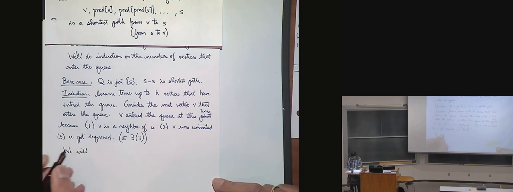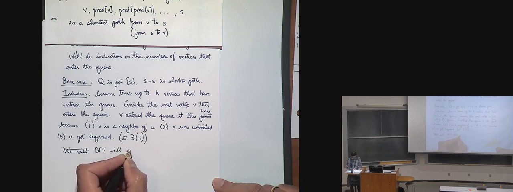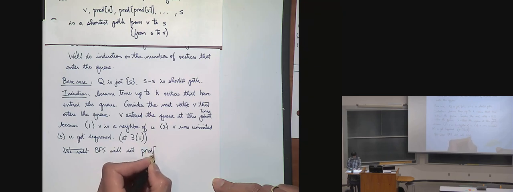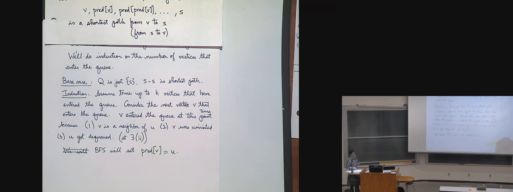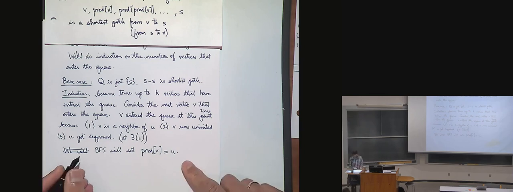And so BFS will set the predecessor of V equals U. Right? Now, why is this a shortest path? That's the trick. No. So I'm going to write a few things and then I'm going to show you the loop invariant, then hopefully it will be clear. Okay? So BFS will set the predecessor of V to be U, right?